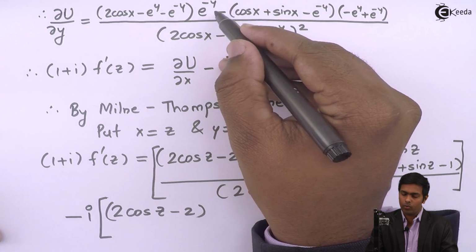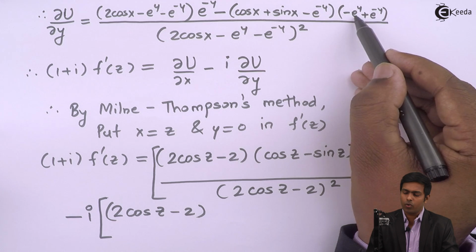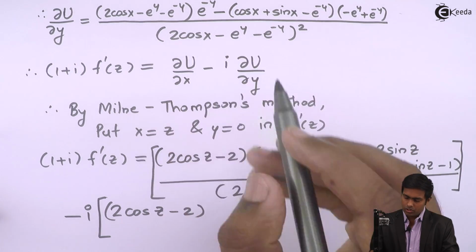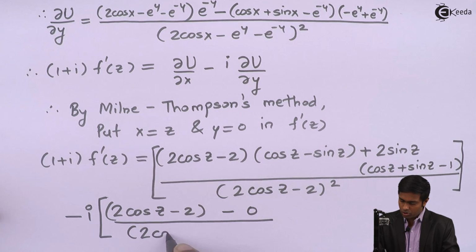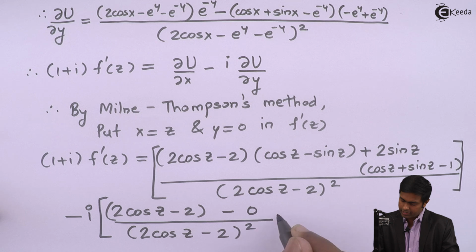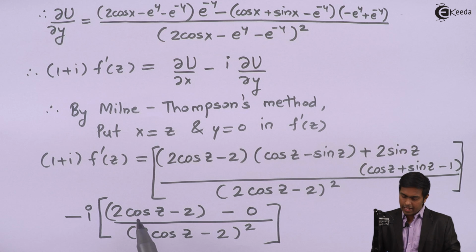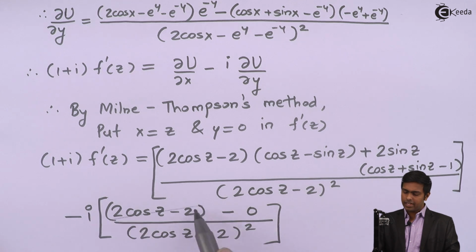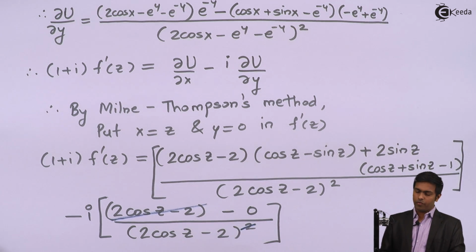e raised to 0 again 1. Here we will get e raised to 0 is 1, but this is negative 1, so positive 1 negative 1 is 0, so the second term will be 0. So here I will say minus 0 upon 2 cos z minus 2 the bracket square. Now here in the second term we can cancel this bracket, because we are going to get 2 cos z minus 2 in the numerator. So we will cancel one bracket with this square term, and we will get 1 upon 2 cos z minus 2 in the second term.